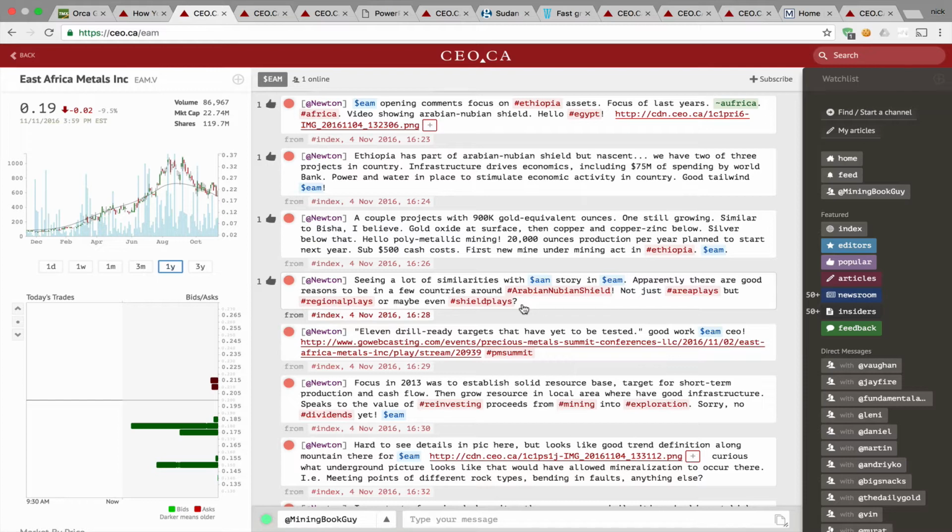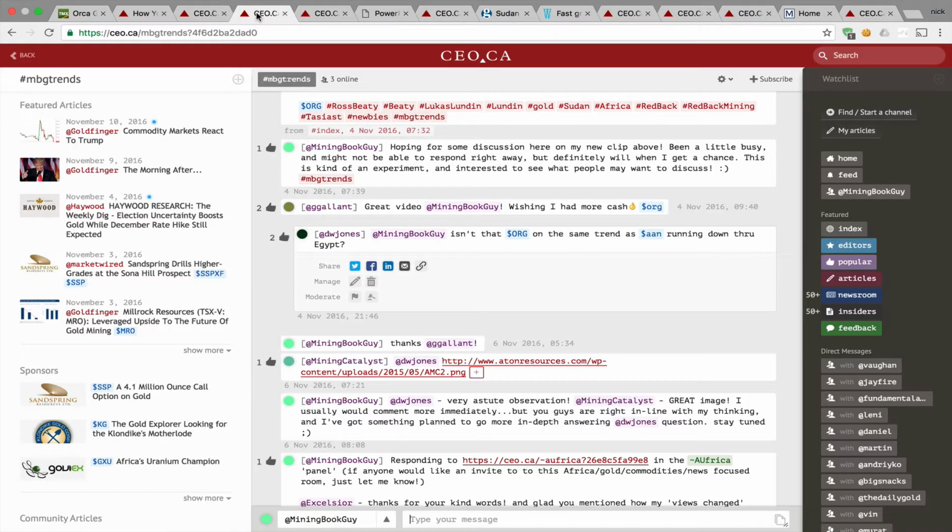So this is a great post because he got two companies in here, and then he's got these other hashtags, which is just kind of a general tag at CEO.CA. And what's neat is that people could pick up on this even if they're not in the East Africa Metals room. And I'm going to go to another page now.